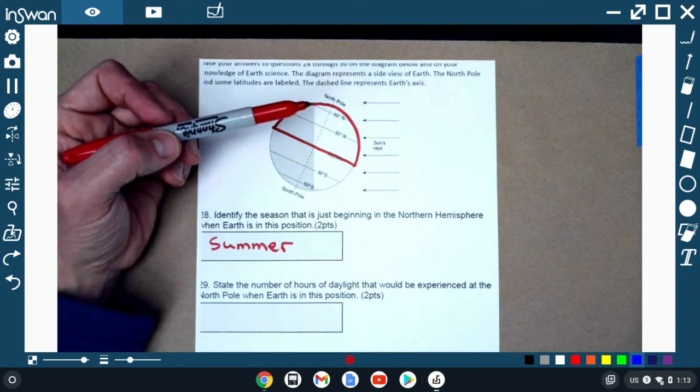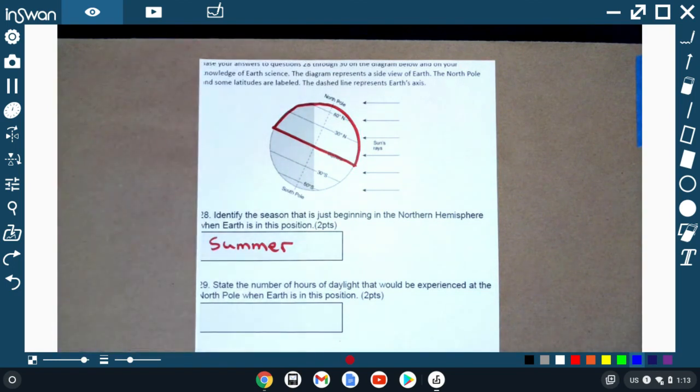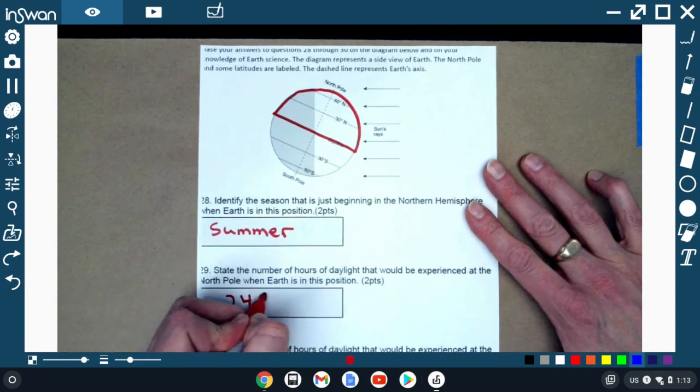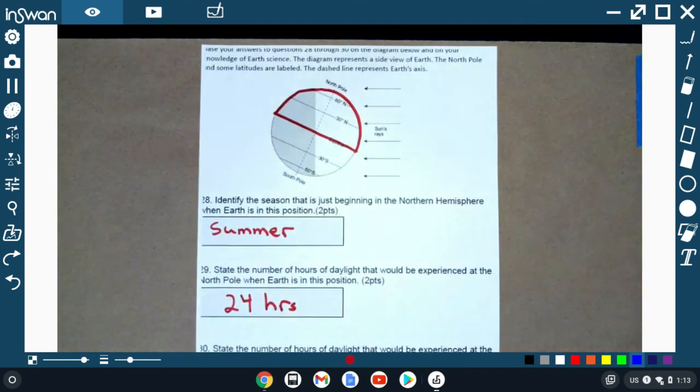It'll always just kind of move just above the horizon, and so you'll never have the sun set. So how many hours of daylight would that be? That will be 24 hours. So this is the beginning of summer.